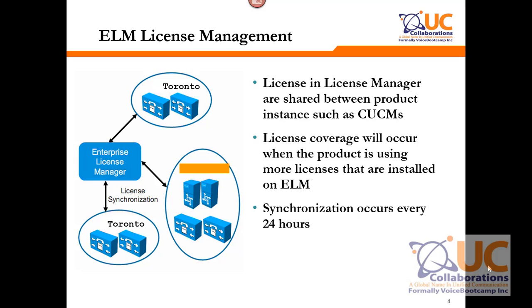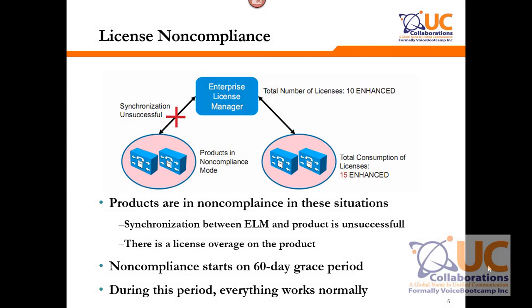Licenses in the License Manager are shared between product instances in Call Manager. Therefore, if one Call Manager cluster ends up taking more licenses from the other cluster, synchronization may end up preventing the other cluster from synchronizing successfully. License coverage will occur when a product is using more licenses than are installed on ELM. Here, for example, the licenses installed in ELM are 10 enhanced licenses. So the products are in non-compliance in this situation. Synchronization between ELM and the product is unsuccessful on the left-hand side, and there is a license coverage issue on the product.